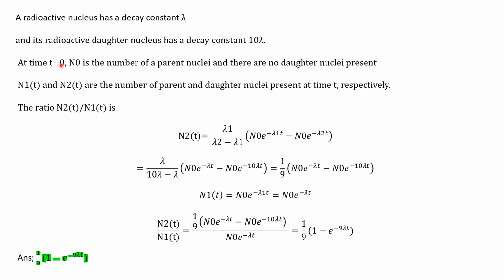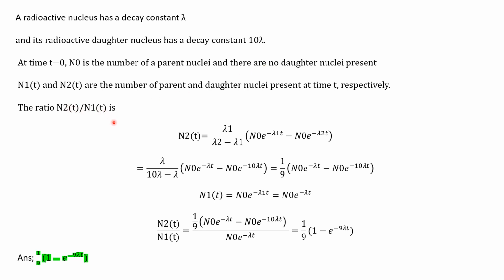We can see in the question that a radioactive nucleus has a decay constant lambda, and its radioactive daughter nucleus has a decay constant 10 lambda. At time t equal to 0, N naught is the number of parent nuclei and there are no daughter nuclei present. And at a later time t, there are some daughter nuclei and the parent nuclei have decayed. So what will be the value of N2(t) by N1(t)?